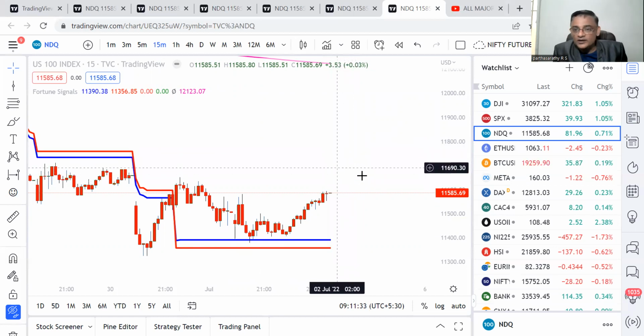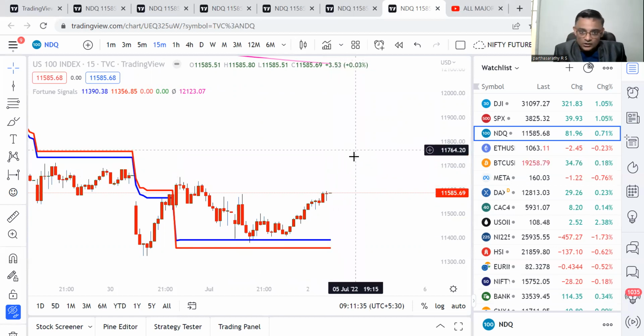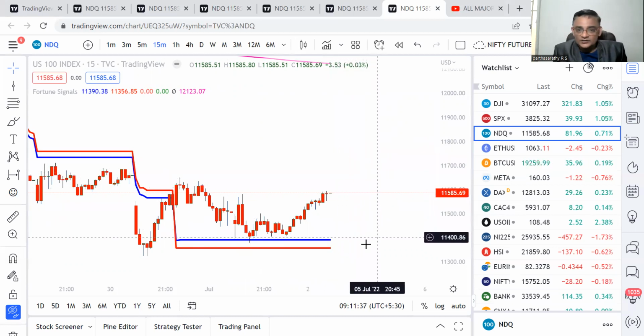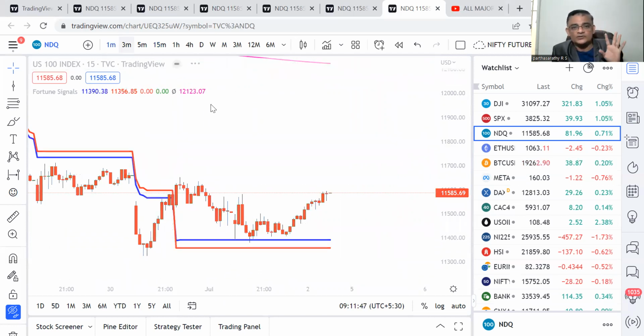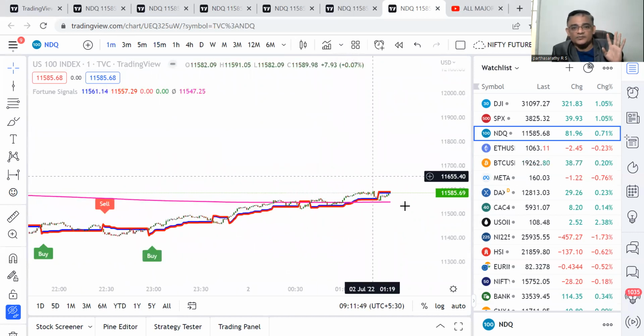Based on 15 minutes, in case it gives a genuine buy somewhere here, you can take a call, or wait for it to come and touch the blue and red again. Once it becomes genuine, you can take a call where from there the stop loss is very, very limited. This is how we use it for trading purposes also.